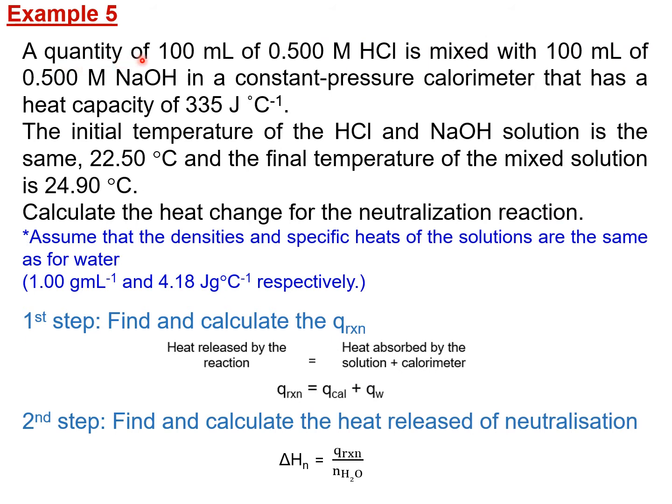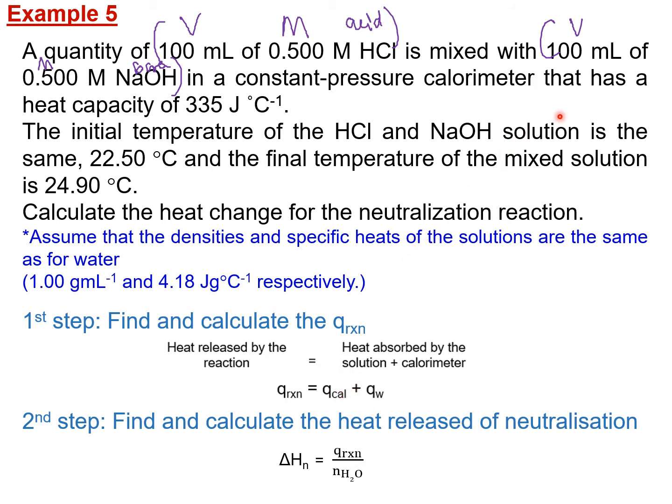Okay, next example dia bagi kat sini a quantity of 100 ml volume molarity of acid is mixed with volume molarity of base NaOH in a constant pressure calorimeter. Constant pressure calorimeter ni ialah simple calorimeter lah. Okay. Kalau simple calorimeter, bila you nak kira heat released by the reaction in a simple calorimeter, mestilah it's going to be equals to heat absorbed by the solution by the water pluskan dengan heat absorbed by the calorimeter.